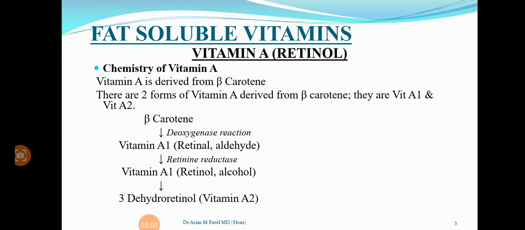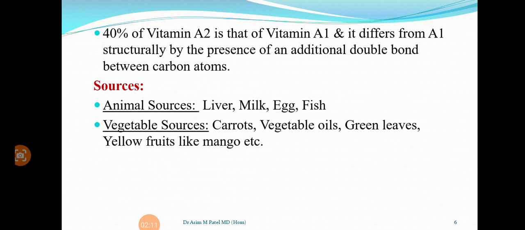Vitamin A1 is retinol, which is an aldehyde, and vitamin A2 is 3-dehydroretinol. The sources of vitamin A: the animal sources are mainly the liver, milk, egg, and fish. The vegetable sources of vitamin A are carrots, vegetable oils, green leaves, and yellow fruits like mangoes.